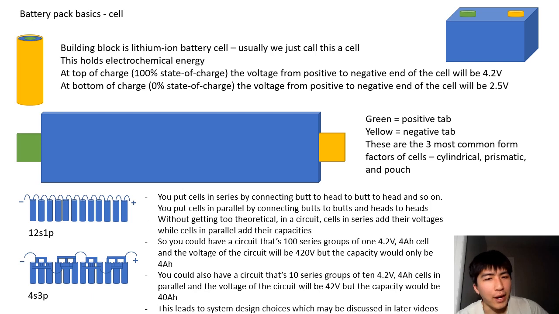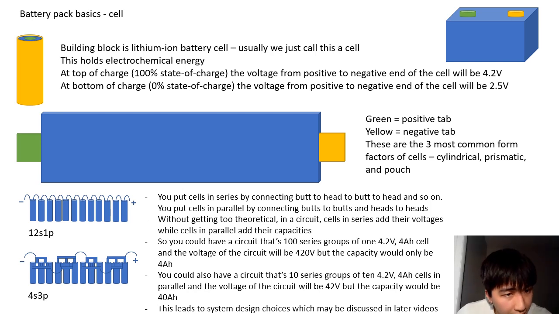So I have a little bit of electrical basics here with battery cells. You put cells in series by connecting butt to head and butt to head and butt to head and so on. I apologize for calling it butt to head, but that's just the colloquial way that I like to call it. It's just negative to positive, negative to positive, negative to positive. So in this image here, you can see that the negative most is on the left side and the positive most is on the right side.